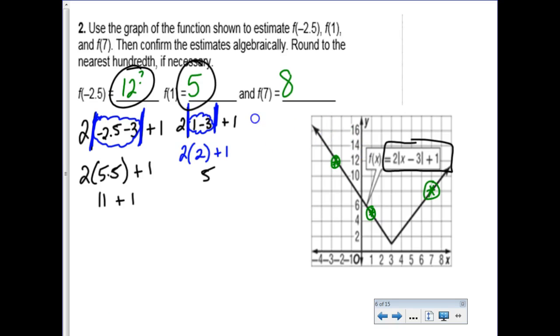All right, 2 times the absolute value of 7 minus 3, plus 1. That's a 4 times 2, which is 8, plus 1, which is not 8. That'd be a 9, children.